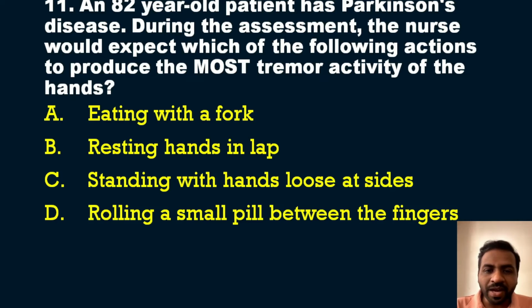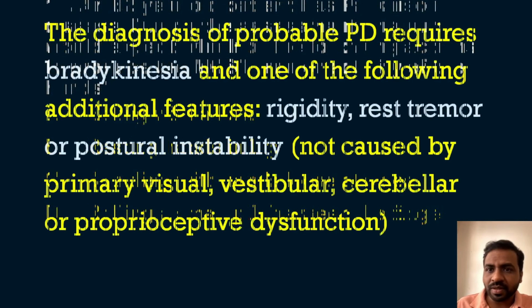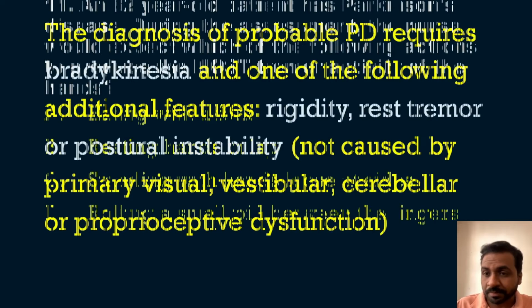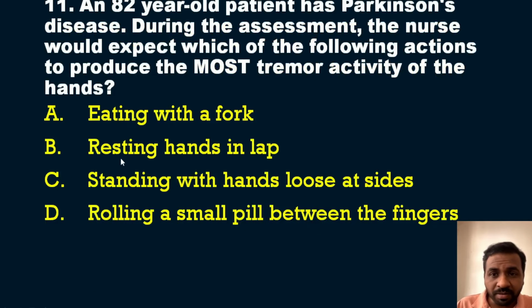So what is the peculiarity of tremors in Parkinson's disease? What are the criteria for diagnosing Parkinson's disease? These are all things we can think about and answer this question very easily. So what is the answer? The answer is option number B, that is resting hands in lap. Okay, resting hands in lap.